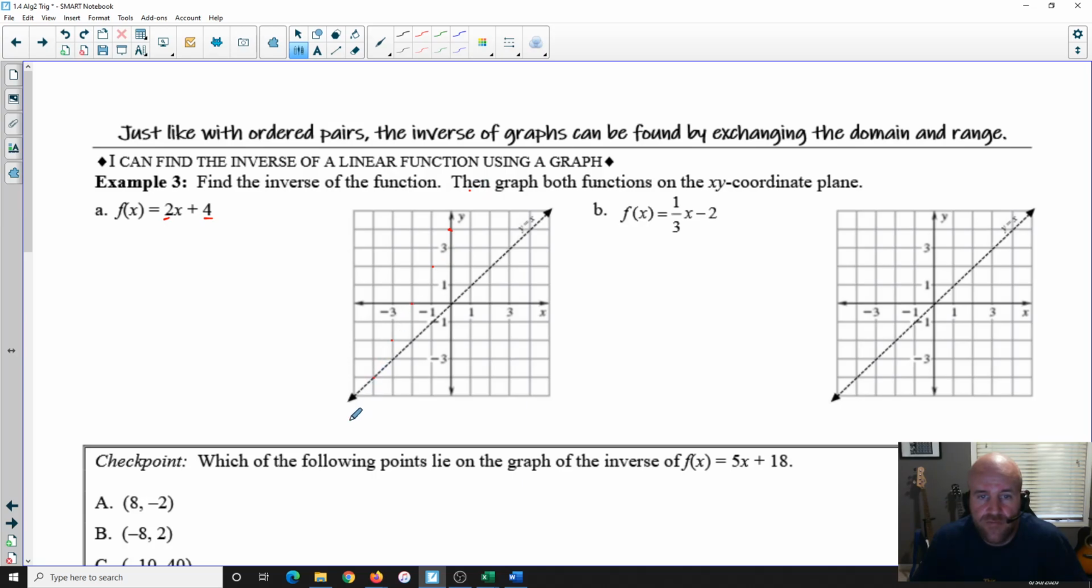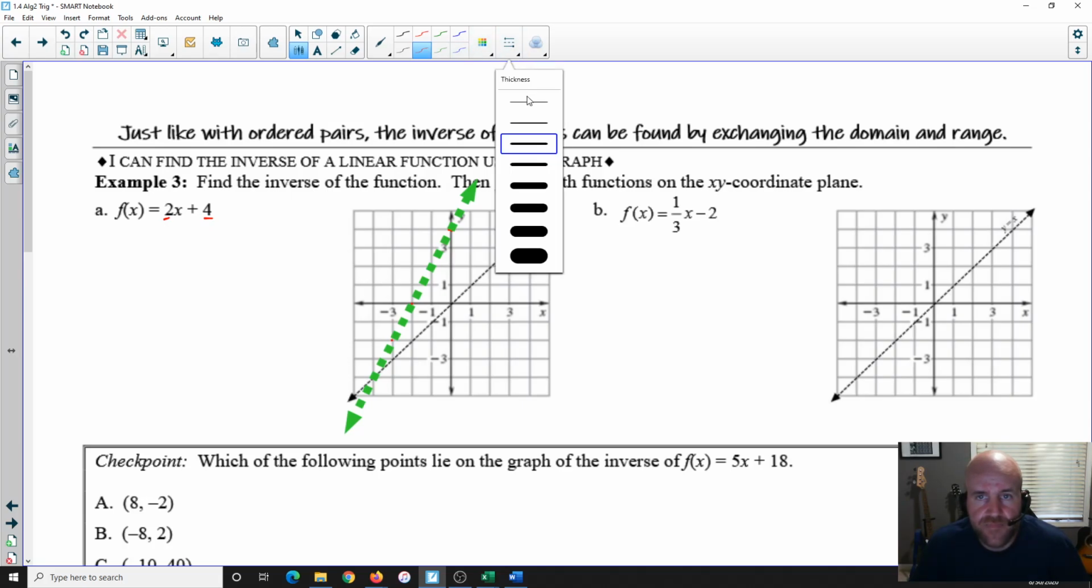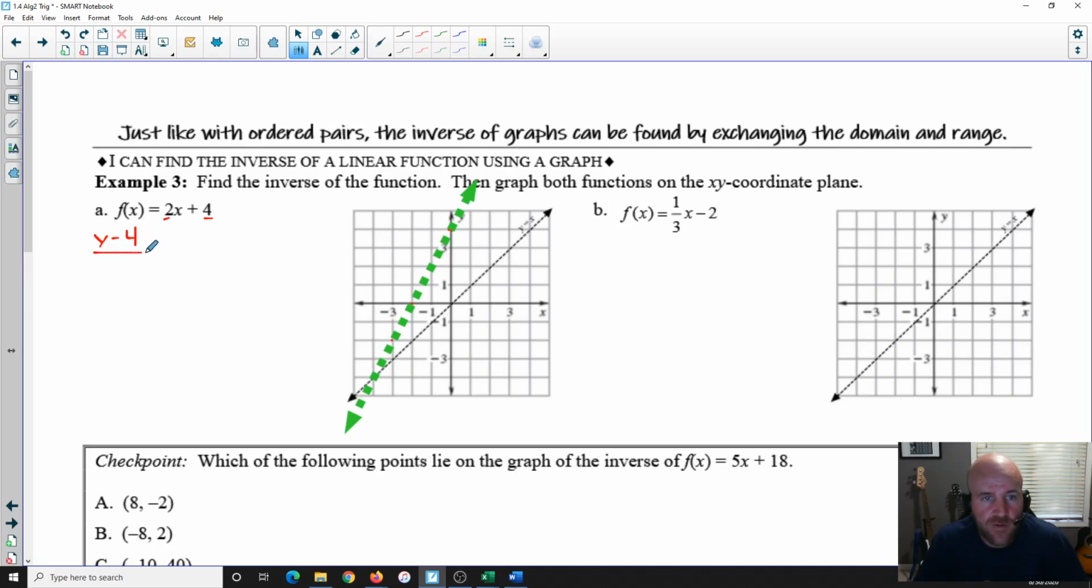And now if I can take a line and draw it, so I'm just going to use this dotted line here. So here's my function. Okay, that's the original. And now we can go back and we can look at finding the inverse. So we're going to do exactly what we did before. So 2x plus 4. So we need to subtract the 4 over and then divide by 2. So we're going to get y minus 4 all over 2 equals x.